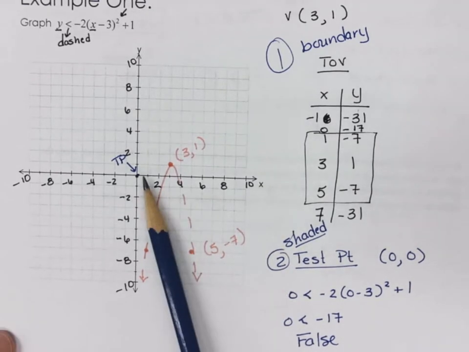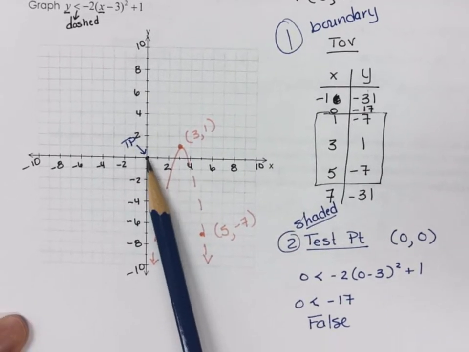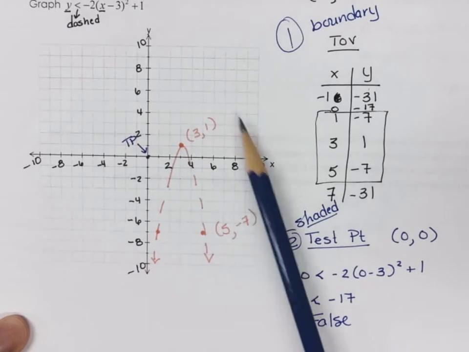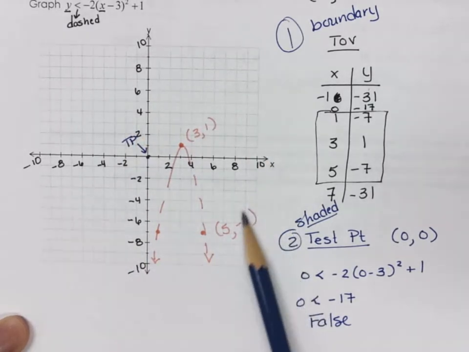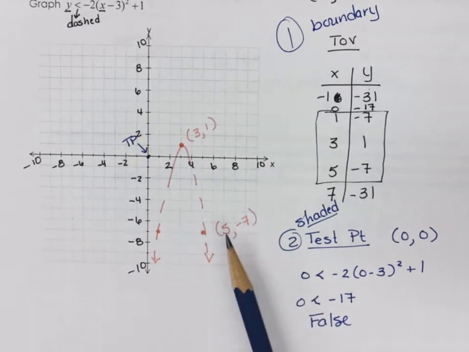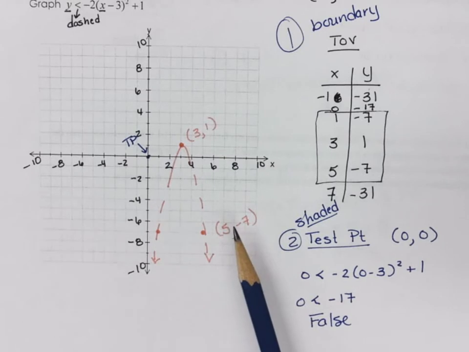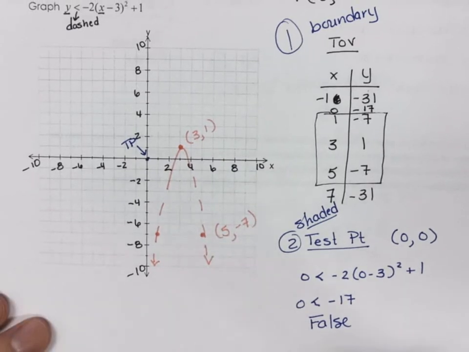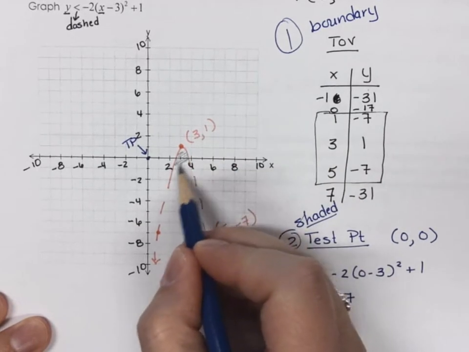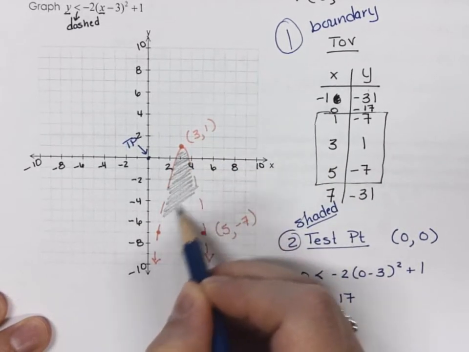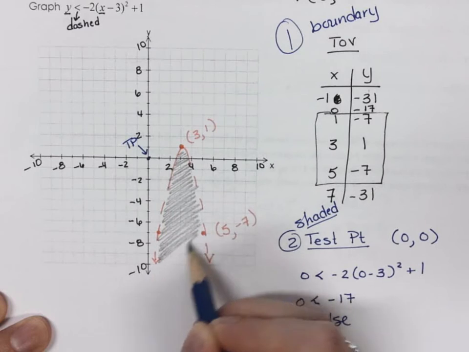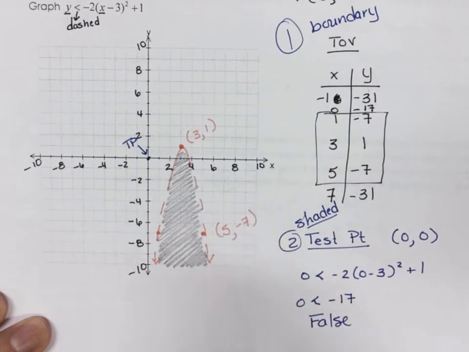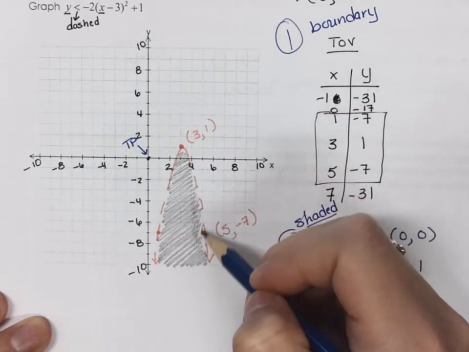So if this is false, that means outside the parabola is false. Everywhere outside the parabola is false. So by default, where is it true? Inside. Inside the parabola. So we are going to shade everywhere inside. So if you know that it can only be one other option, you don't have to do another test point? Nope.